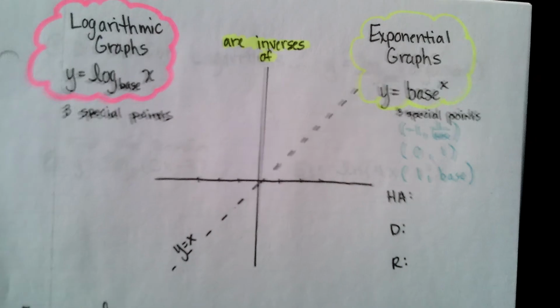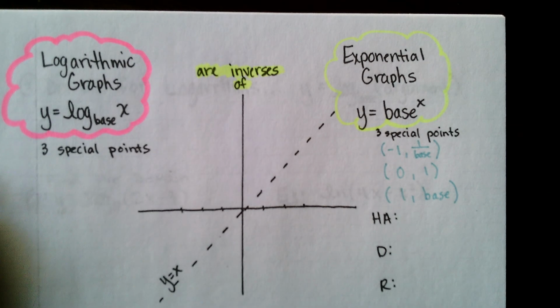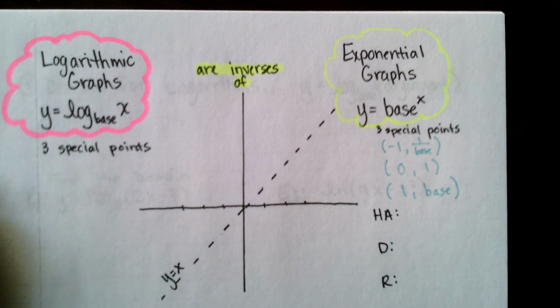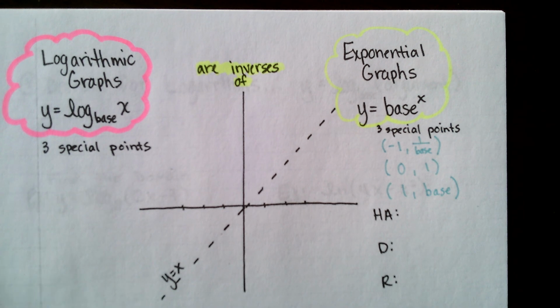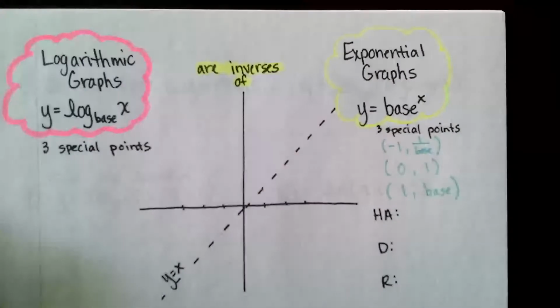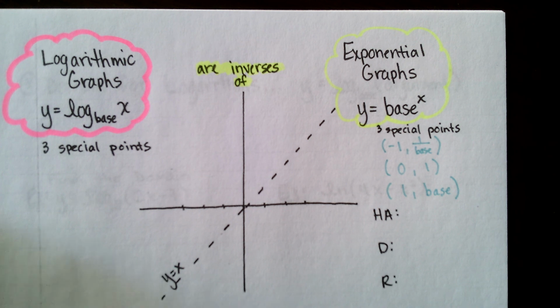Okay, now let's talk about logarithmic graphs versus exponential graphs. Logarithms and exponentials are inverses of each other. We studied inverse functions previously in chapter 6, and we talked about how in an inverse function, the x's and the y's swap places. So we want to start out by remembering what exponential graphs look like and how we put those together.